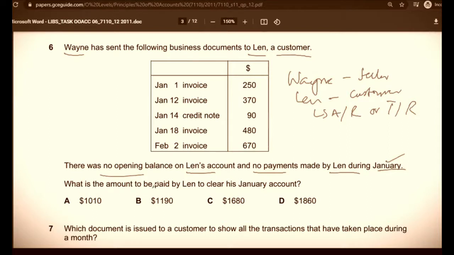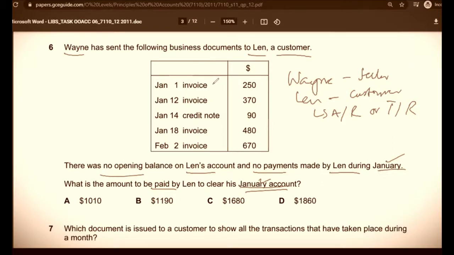What is the amount to be paid by Len to clear his January account? So this is only concerned about January, how much Len has to pay for his January account. So let's look into the options and the calculation.